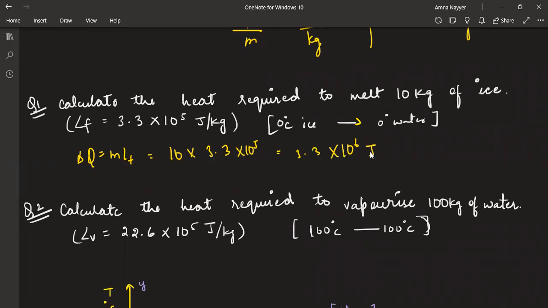Similarly, the other question says latent heat to vaporize. Same thing, delta Q will be equal to m LV. Mass is 100, LV is 22.6 into 10 to the power 5. So this is equal to 22.6 into 10 to the power 7 joules. Note it down, then that graph I'll tell you. That graph can be asked separately as well.